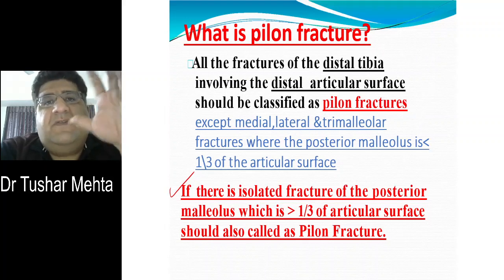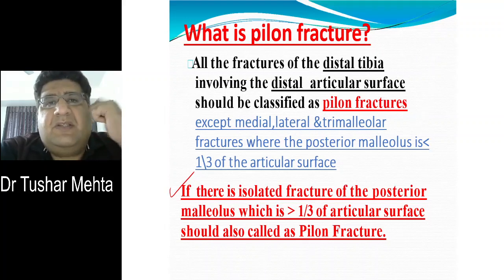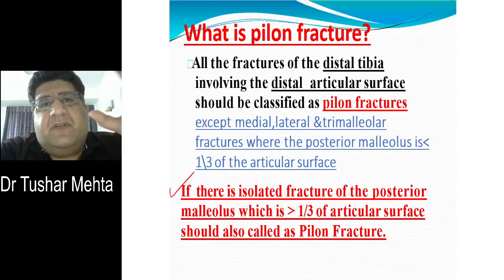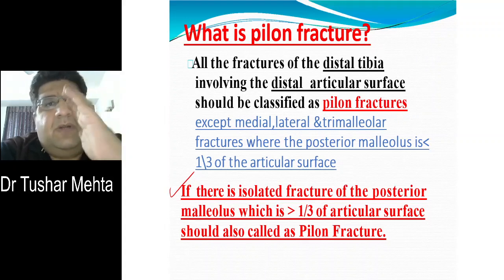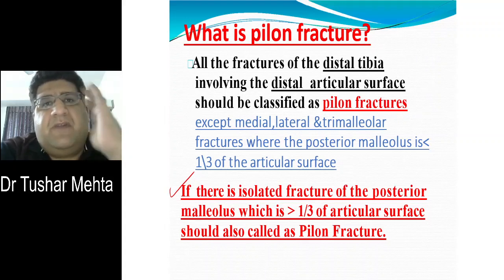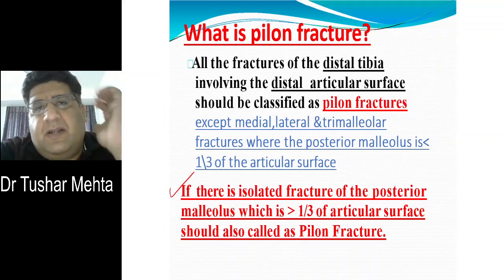And what is the definition that we usually hear from the resident? Sir, it is a fracture of the distal articular surface of the tibia. Pylon fracture is a fracture of the distal tibial pylon, which includes the distal tibial articular surface plus 8 to 10 centimeters proximal to that, excluding bimalleolar and trimalleolar fracture, particularly when the size of the posterior malleolus is less than 1/3 of the articular area.